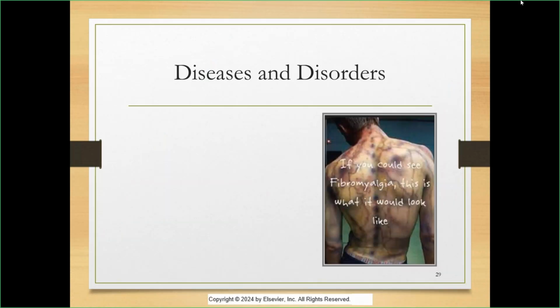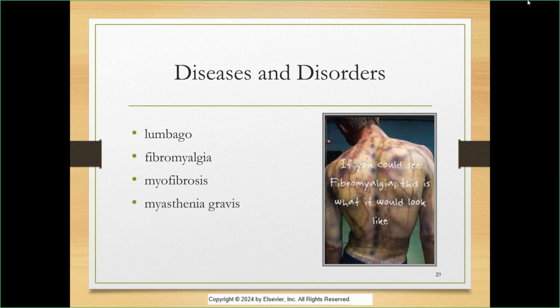Lumbago is a dull, aching pain in the lumbar region. Fibromyalgia affects muscle and soft tissue. It is characterized by widespread non-articular pain of the torso, extremities, and face. Myofibrosis involves the replacement of muscle tissue by fibrous tissue. Myasthenia gravis results from a defect in the conduction of nerve impulses. Its symptoms include fatigue and muscle weakness. Herniated disc is rupture of the cartilage between vertebrae.